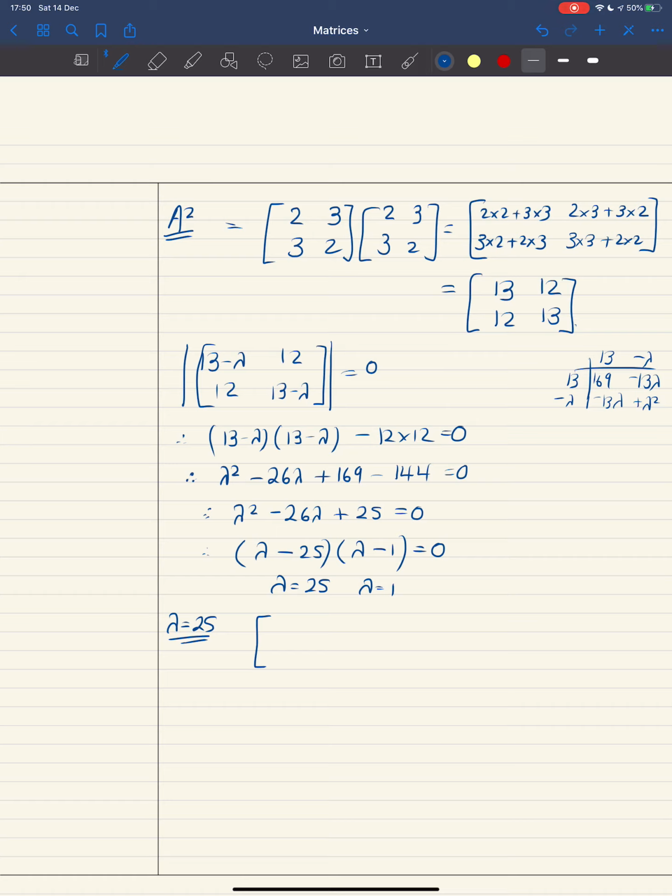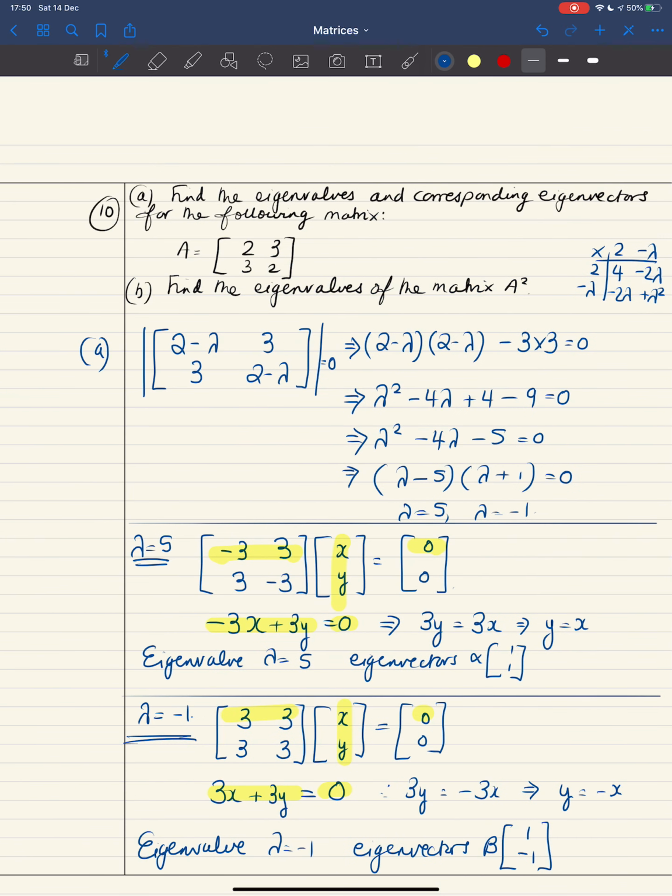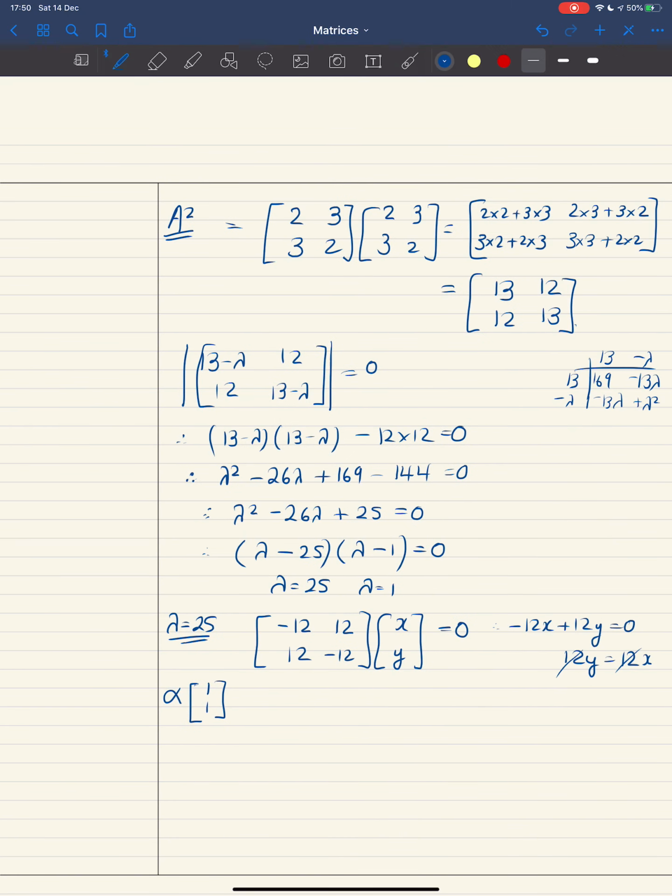Right, substituting here, 13 minus 25, minus 12, 12, 12. Okay, so minus 12x plus 12y is 0. So 12y is 12x, so y equals x. So they've got eigenvector 1, 1, same as before for the 5. So it's the same eigenvector, and it's lambda squared for the other one there.